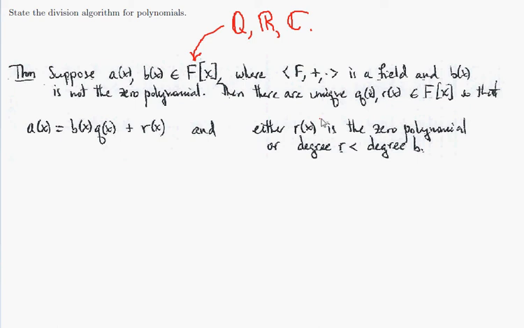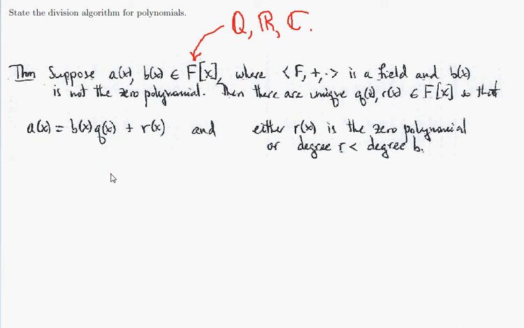Then there are unique quotient and remainder in the same field, so that a of x is equal to b of x, q of x plus r of x, where either r is the zero polynomial or the degree of r is less than the degree of b. And I forgot to say earlier that we have the important assumption that b is not the zero polynomial.